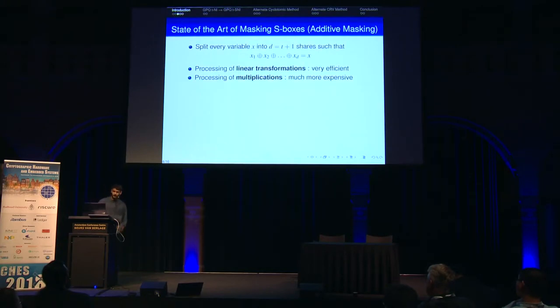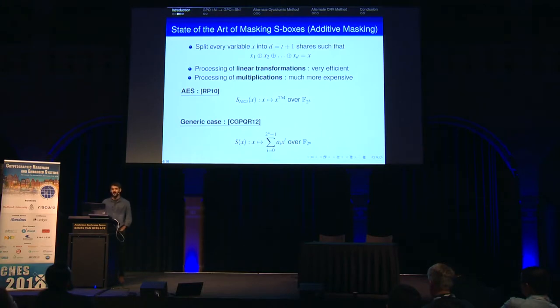Usually, masking schemes use additive masking. What it means in practice is that every variable has to be split into T plus one shares such that the sum of the shares is equal to the original value. In this case, the processing of linear transformations is very efficient, while the processing of multiplication is much more expensive.